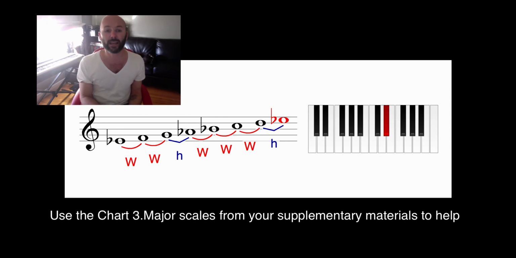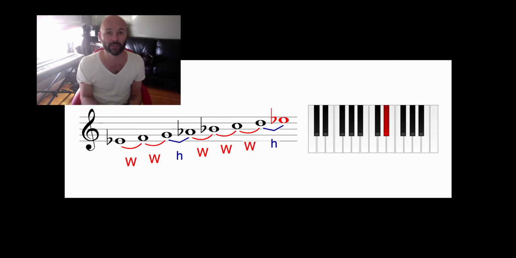No major scale has both sharps and flats. They either have sharps or flats, and C is the only major scale that has no sharps and no flats.